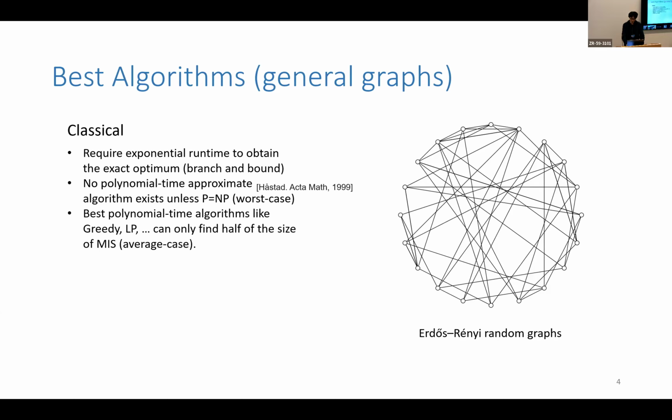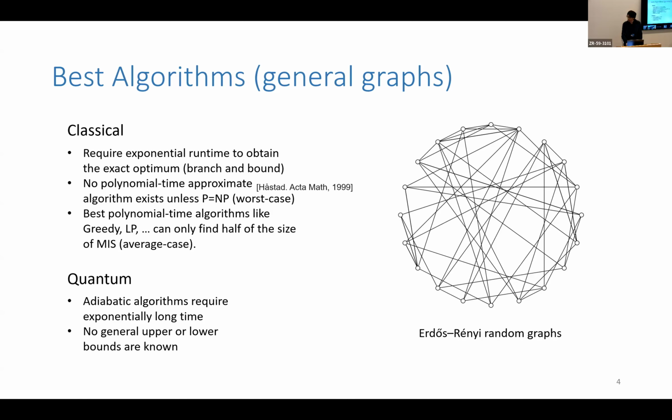And if we further lower our expectation and don't consider the worst case, only the average case, can we still find some near-optimal solution? The answer is no. The best polynomial-time classical algorithm can only find half of the size of the maximum independent set. For quantum, the hardness is not very clear, but many attempts, such as the adiabatic algorithm, are proved to take exponentially long time due to an exponentially small gap that we will show shortly.